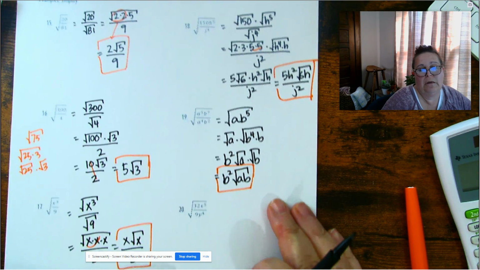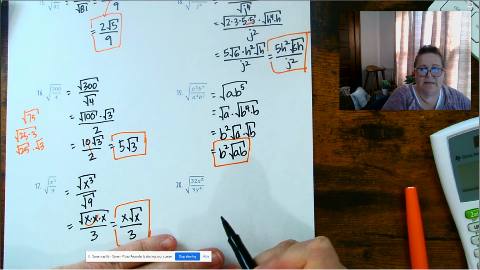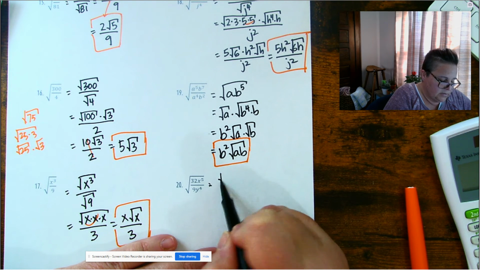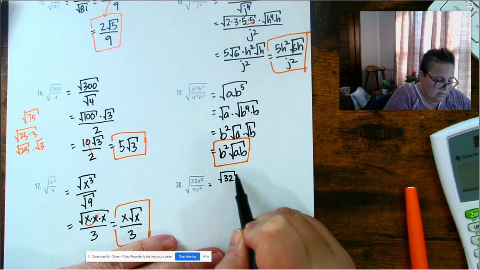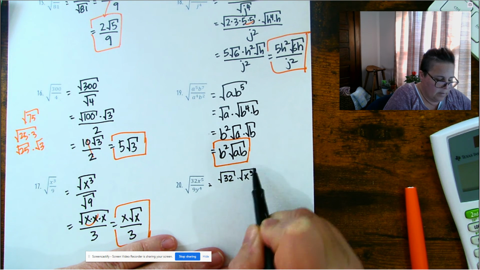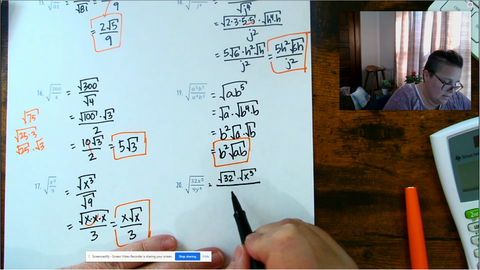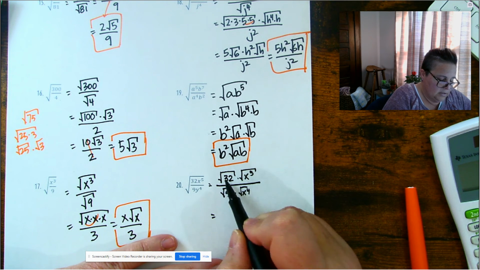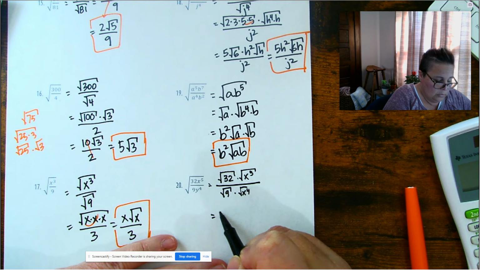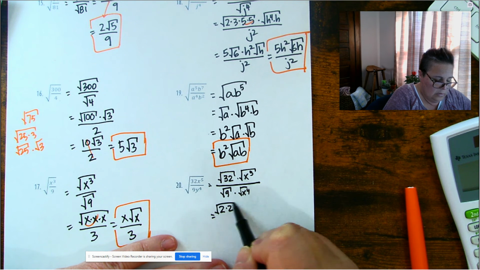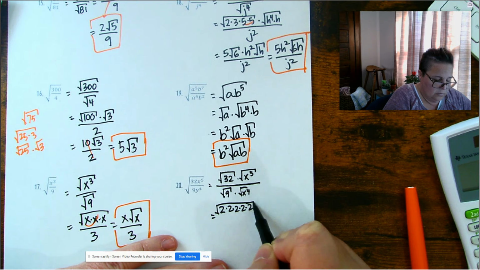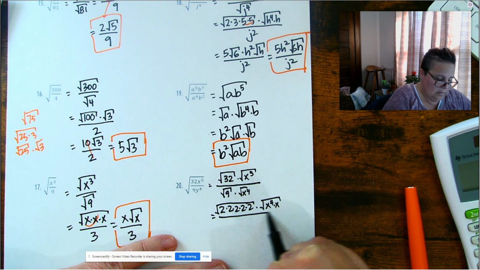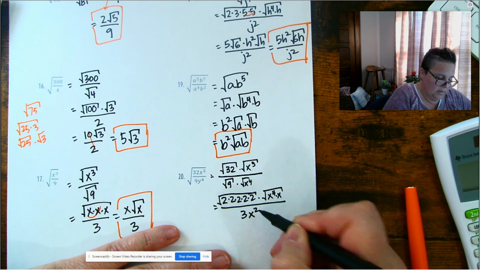That's fine. All right, problem number 20 is the square root of 32x to the 5th over 9y to the 4th. I don't see anything that simplifies here, so I'm going to do the square root of 32 times the square root of x to the 5th, breaking apart the factors of the numerator. And then I'm going to do the square root of 9 times the square root of y to the 4th. Now, in the numerator, 32 is 2 times 2 times 2 times 2 times 2. And x to the 5th is going to be x to the 4th times x. And the denominator is going to be 3y squared.